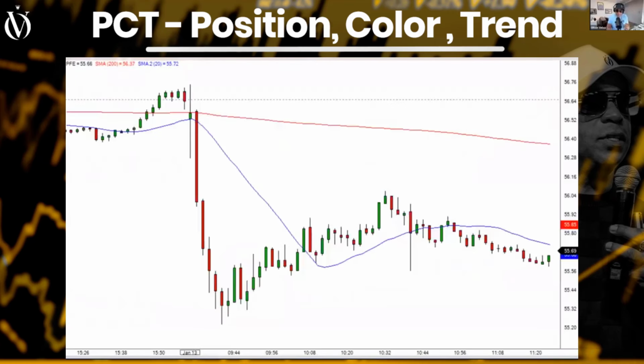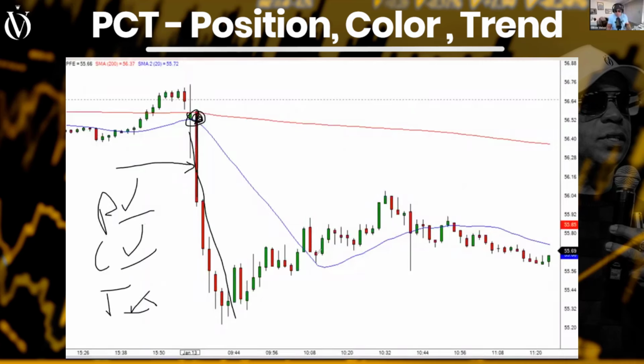All right. And again, guys, this is just repeating it all over again. No need for me to go over this. Boom, power bar originating off not just the 20, but the 200. I love to jump into power that's originating off of one of my 2 moving averages. I'm in to the short side, PCT. Remember, at the open, you don't have trend, but you have position. We have color, and the rest is history.